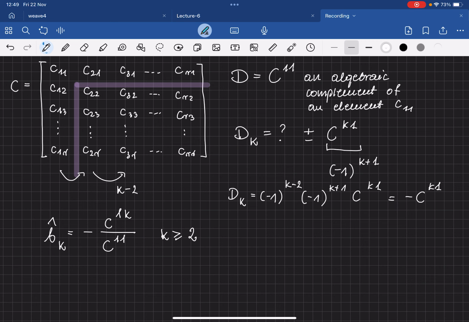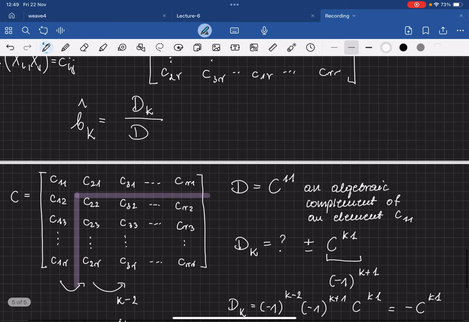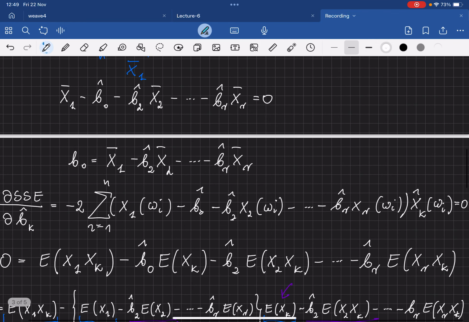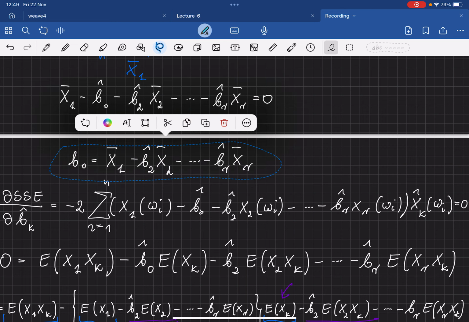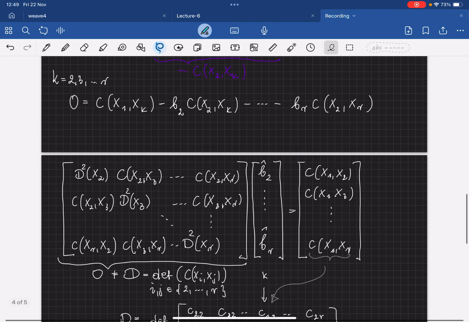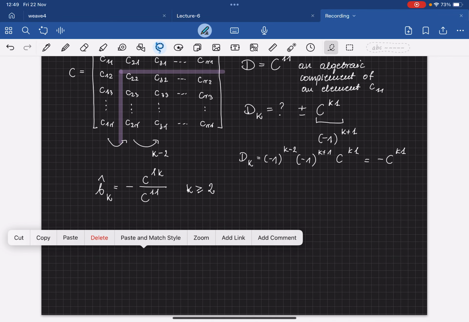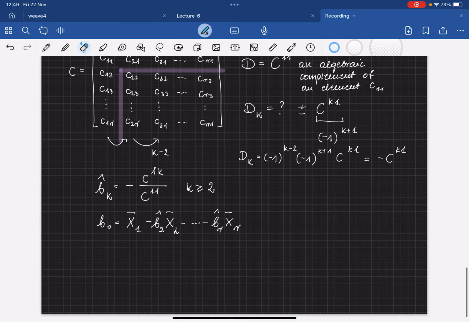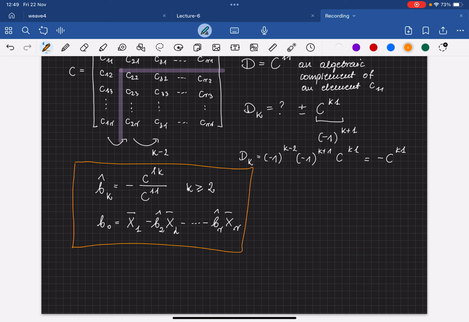And we also remember that we have calculated B0 previously. We can find the formula. The formula is here. We can put it back in our slide here. Okay, and these are full formulae for our coefficients of the multiple regression.